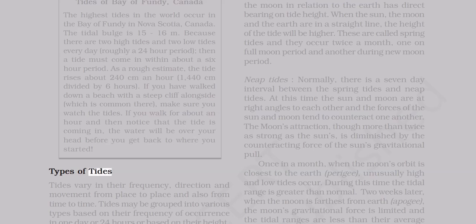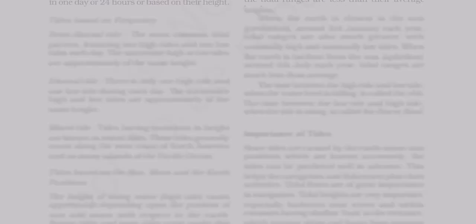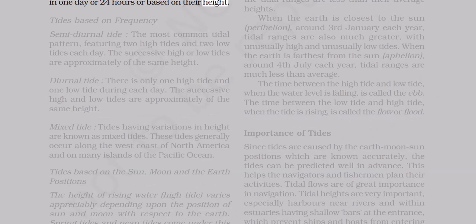Types of tides. Tides vary in their frequency, direction and movement from place to place and also from time to time. Tides may be grouped into various types based on their frequency of occurrence in one day or 24 hours or based on their height. Tides based on frequency. Semidiurnal tide, the most common tidal pattern, featuring 2 high tides and 2 low tides each day. The successive high or low tides are approximately of the same height.